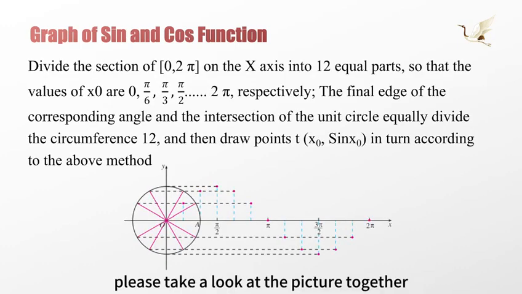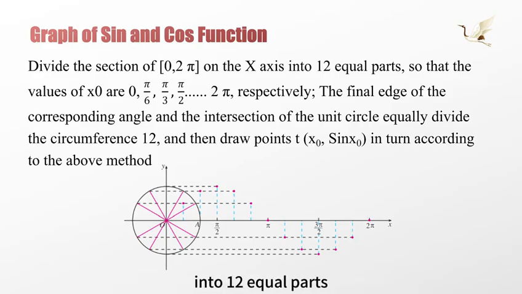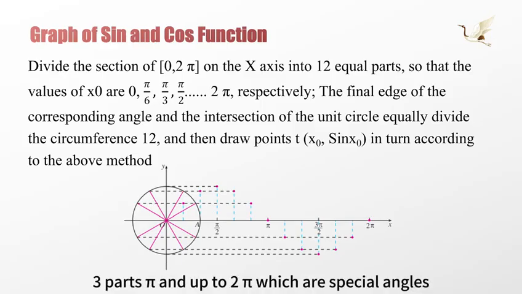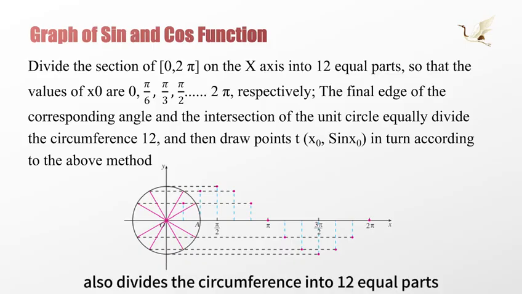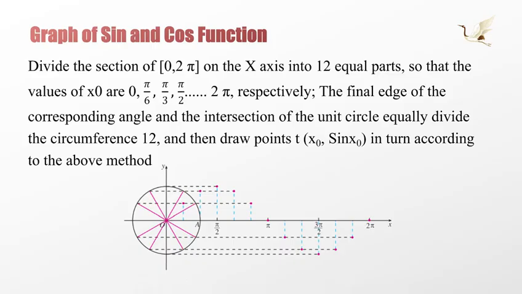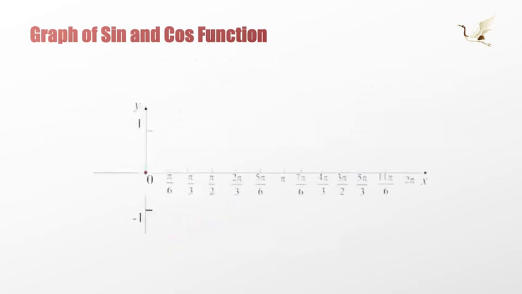Please take a look at the picture together. First, we can divide the closed interval from 0 to 2 pi on the x-axis into 12 equal parts, so that the value of x0 is 0, 1/6 pi, 1/3 pi, and up to 2 pi, which are special angles. The intersection point between the terminal side of the corresponding angle and the unit circle also divides the circumference into 12 equal parts. We can draw points t, x0, and sine x0 in sequence according to the above method.